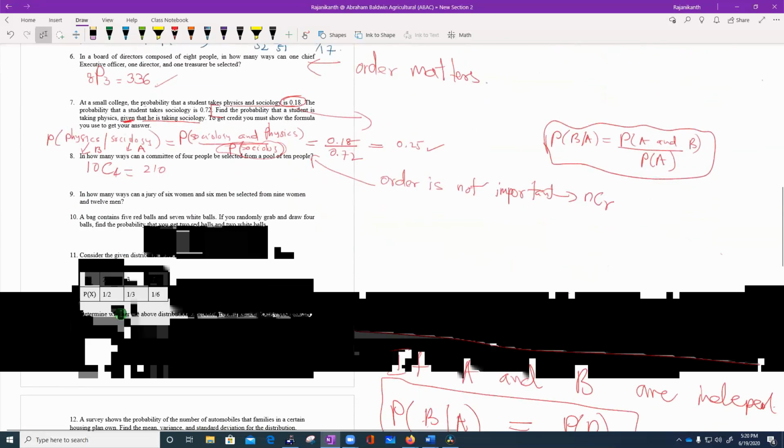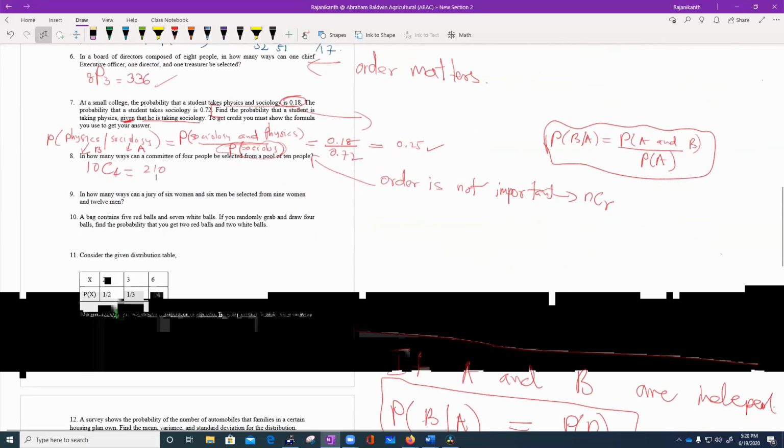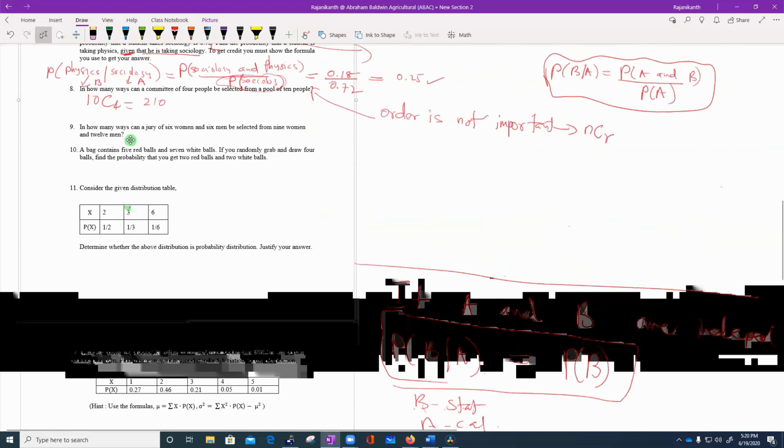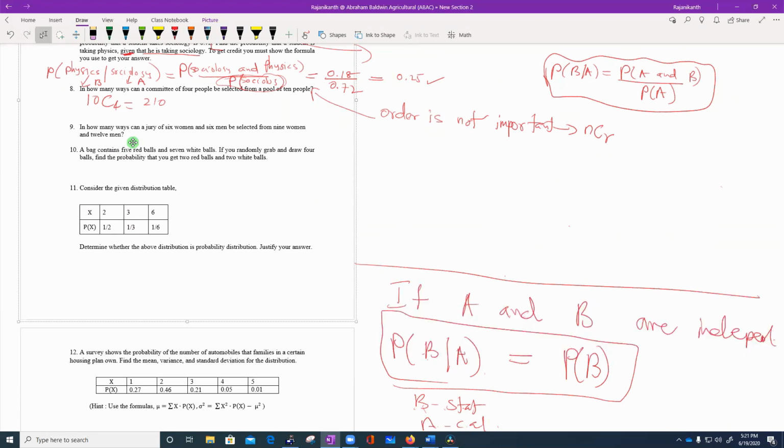Okay. There is 8. Number 9. Again, how many ways? Oh, now number 9 is a little bit different. In how many ways can a jury of 6 women and 6 men be selected from 9 women and 12 men? Now you are going to perform 2 experiments. First you need to choose the number of women, then you are going to the men, right?